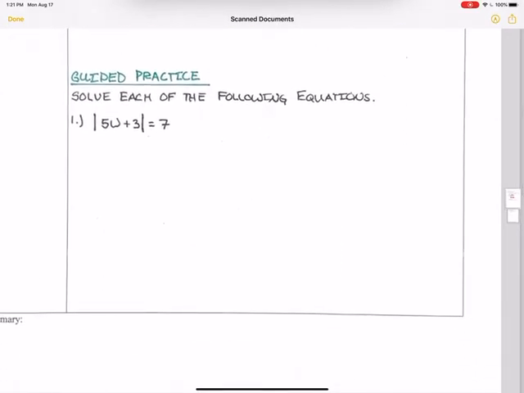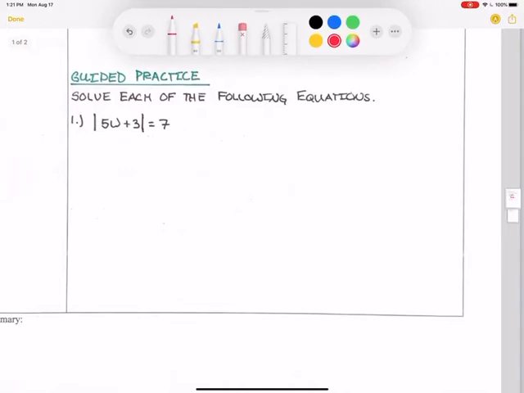So we're going to solve each of the following equations. Now, when you have an absolute value equation, you want to make sure that there's nothing out in front of the absolute value symbols or behind the absolute value symbols. If there is, then you would need to move everything over to the other side of the equal sign before you could start your problem.